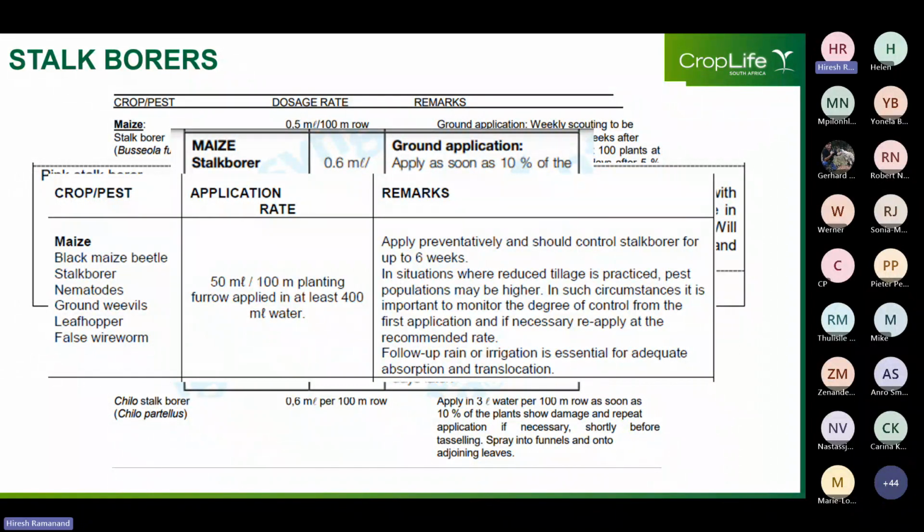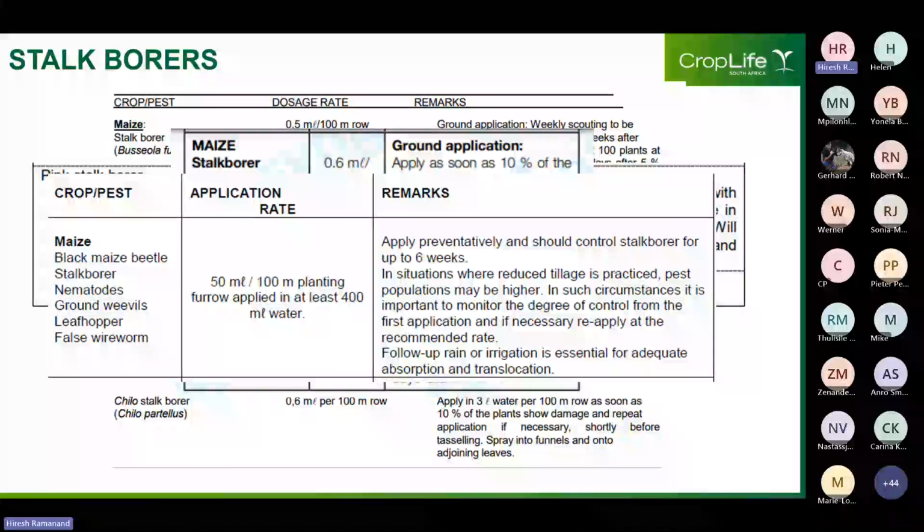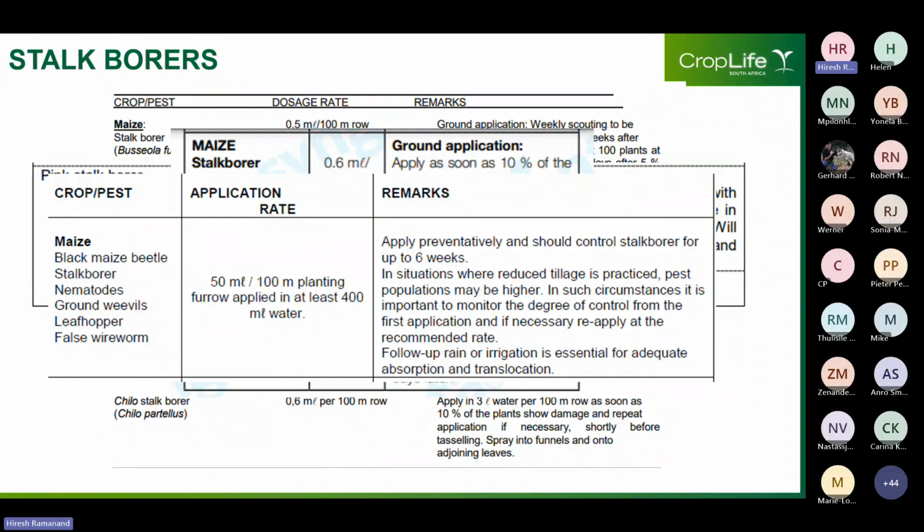Okay, so lastly, this label is similar to the previous in that no species are noted. However, it is different in that this product can be used preventatively at planting time of maize and not just for corrective purposes for farms where stalk borers present a legitimate threat. Also take note of the reduced tillage remarks, where it is noted that pest populations in this instance may be higher, as I touched on in the previous slide, and therefore it becomes important to monitor the degree of control of the first application, and if necessary, the product will have to be reapplied.